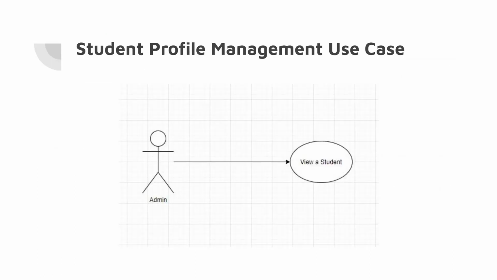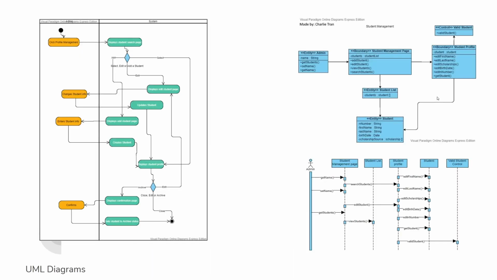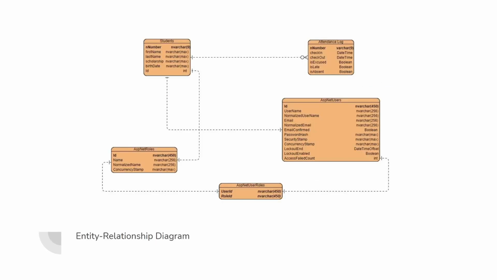And the last main use case is the student profile management use case, where an admin can view a student's information, edit it, and also be able to archive and unarchive students, and these are the associated diagrams with those. And this is our entity relationship diagram, where we show the general information and how we have our database set up for this project.